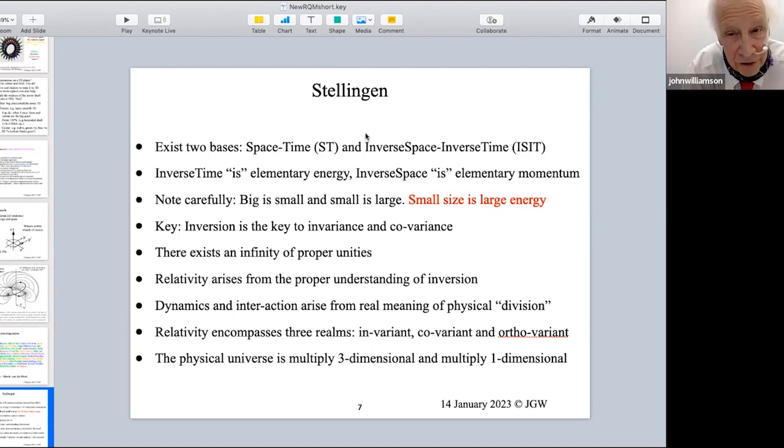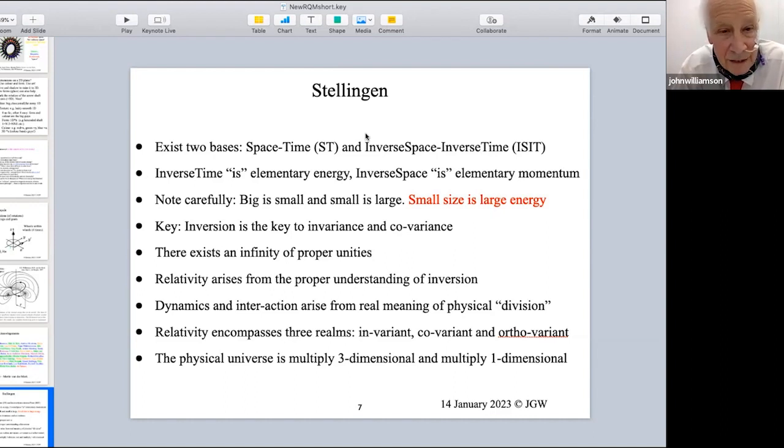So you are of inverse space, inverse time, and living in space-time. Other inverse space, inverse time elements, like your neighbor or the people listening to the talk, are at different places in space-time and in their own inverse space, inverse time universe as well, which is their existence. So inverse time is the elementary energy, and inverse space is, in some sense, the elementary momentum. Note carefully that in this funny space, big is small and small is large. Big size is small energy, small size is large energy. And this inversion is the key to invariance, also covariance. The whole thing about covariance spaces is they're really space, inverse space.